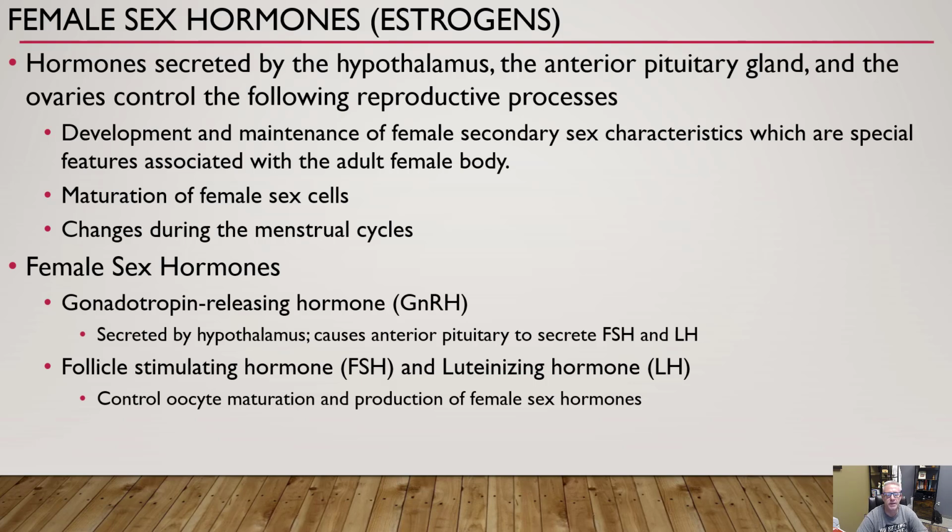In females, FSH and LH control oocyte maturation and production of the female sex hormones. Remember, I talked about PCOS, polycystic ovarian syndrome, and hormone changes. You're actually going to see hypersecretion of LH, so too much LH, as well as hyposecretion, or too little, of FSH. Hypersecretion of LH is going to cause abnormal production of androgens in females.